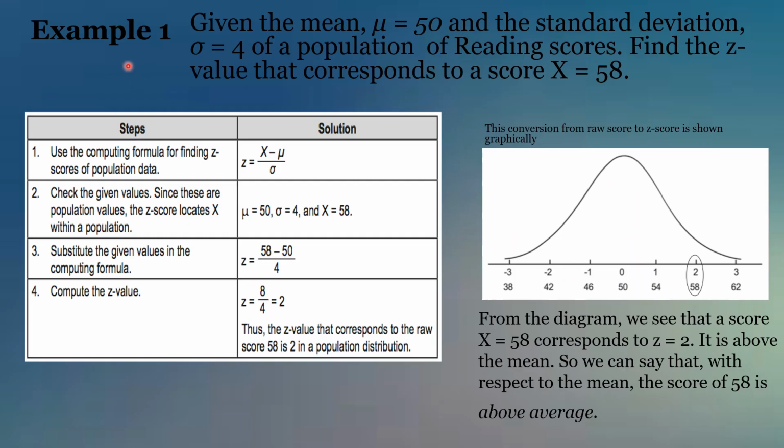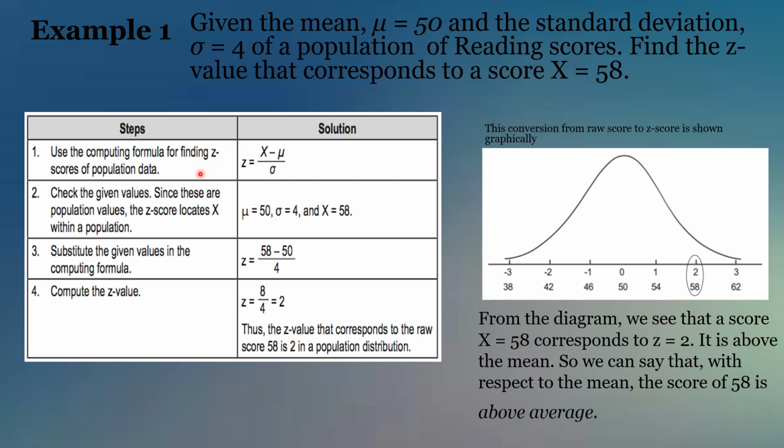Okay, so now let's have an example. Given the mean equal to 50, then standard deviation of 4 of a population of reading scores, find the z-value that corresponds to the score of 58. Okay, so yung given mean natin is 50, then yung standard deviation is 4. So, ano daw yung corresponding z-value ng score na 58? So, pwede rin natin dyan malaman kung itong score ng 58 is above average or below the average score.